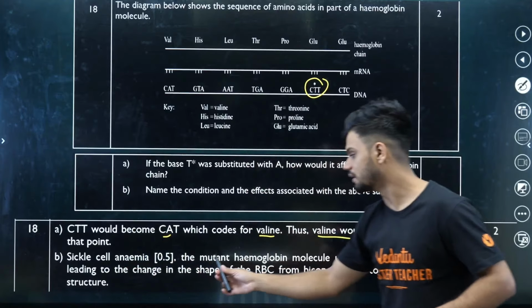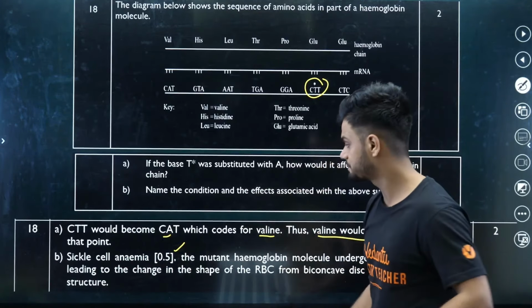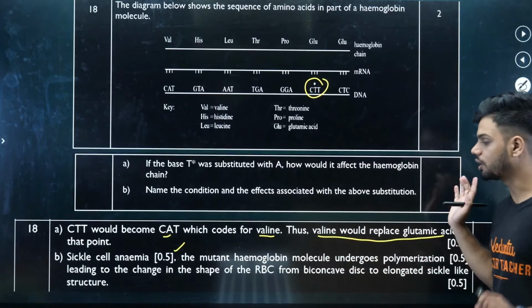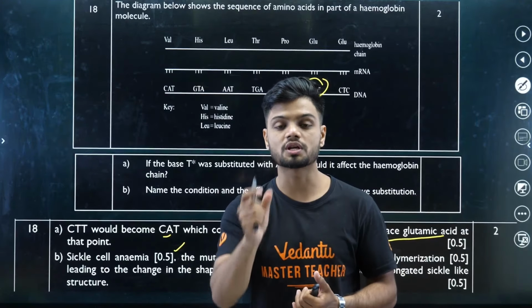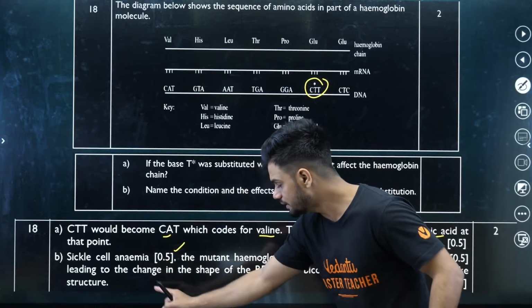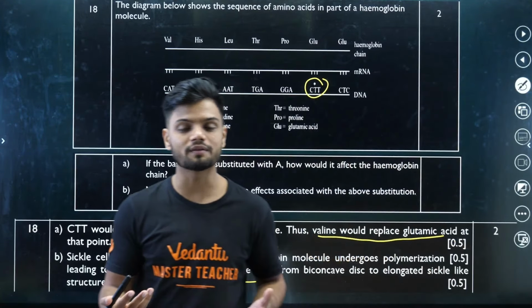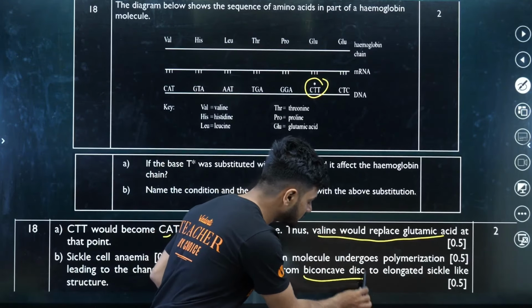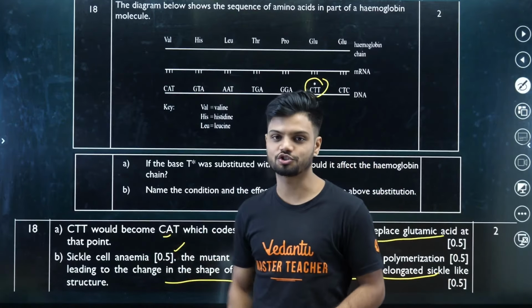Sickle cell anemia. Can you see the marks? If you just write sickle cell anemia, you will get 0.5 marks. The mutant hemoglobin molecule undergoes polymerization. It becomes mutant now, because of the change in amino acid, leading to the change in the shape of the RBC, all the way from the biconcave disc shape to an elongated sickle like structure.